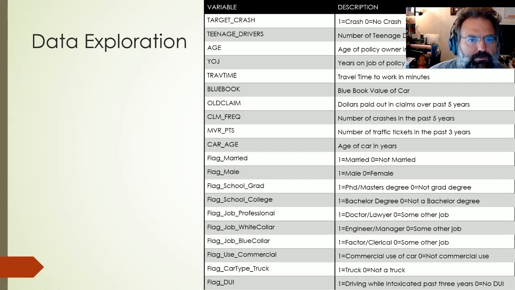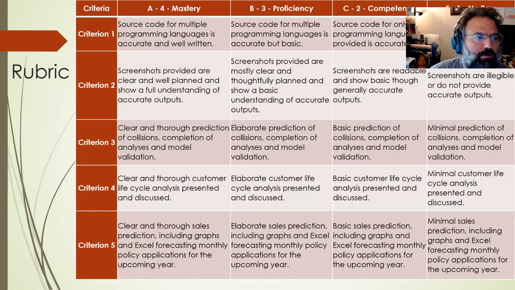Some data exploration, pretty kind of straightforward. Number of teenage drivers, age, years on the job, the policy owner, travel time, blue book of the car, and so on. And your rubric, as always, you guys will be going for the mastery.